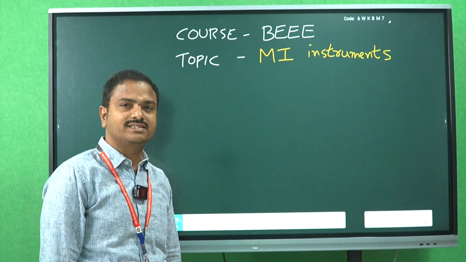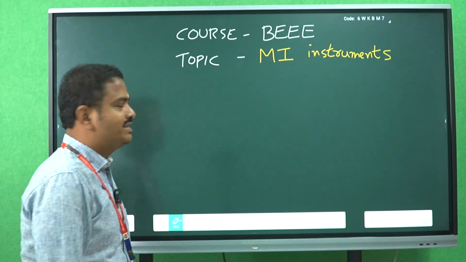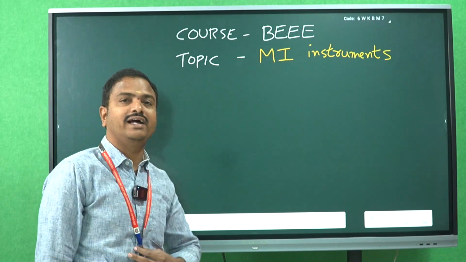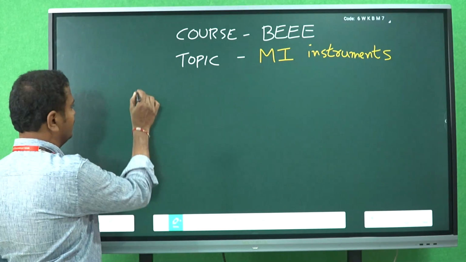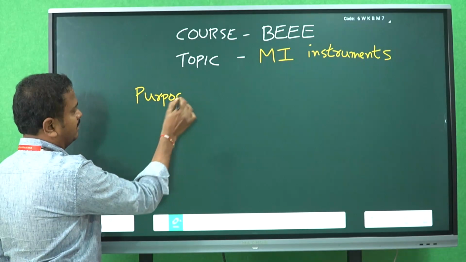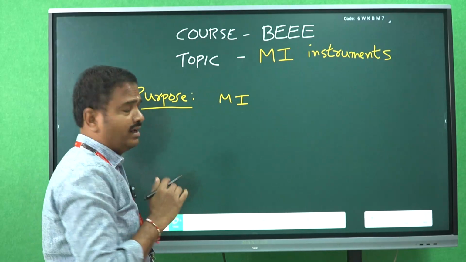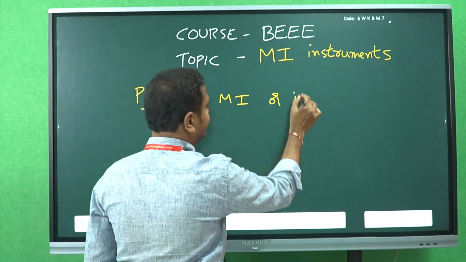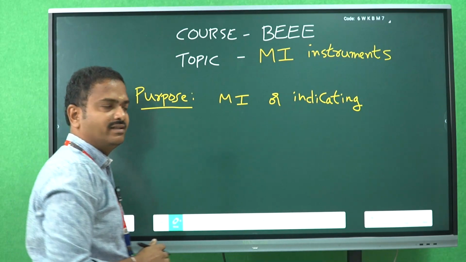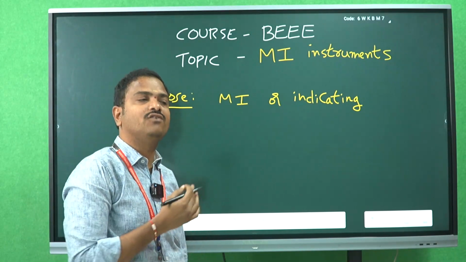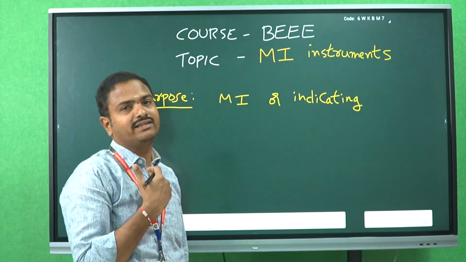Today, I am going to discuss measuring instruments, that is, moving iron instruments. What is an MI instrument? MI instruments are analog instruments and indicating instruments. What is the purpose of MI instruments? Indicating instruments measure the magnitude of quantities like current, voltage, and power instantaneously in a circuit whenever they are connected in the circuit.